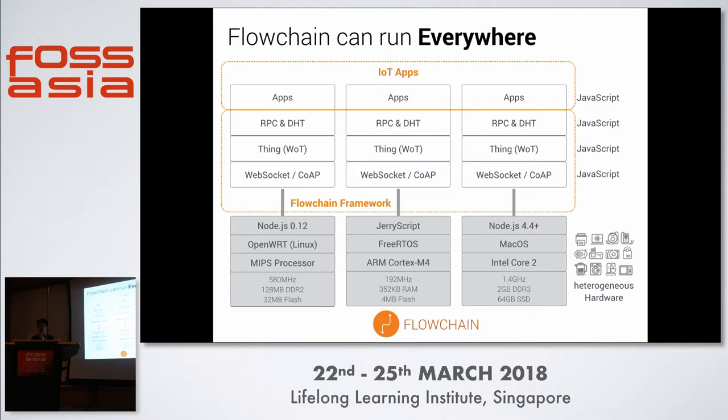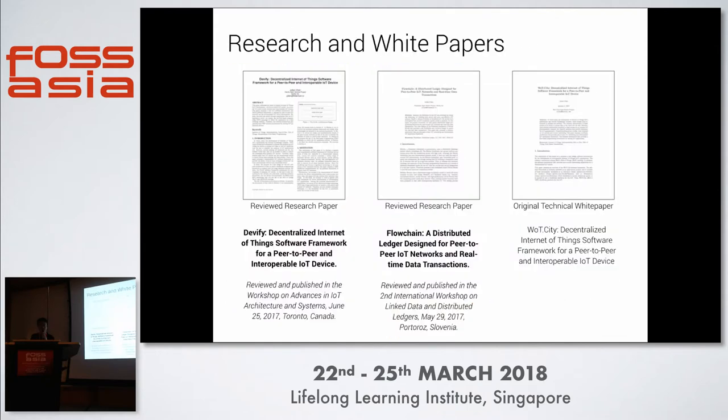The blockchain system has its own architecture and consensus algorithms. Some details can be found in these reviewed papers. The source code is already hosted on GitHub. There are so many repositories, you can check them out there. So let me give a summary.